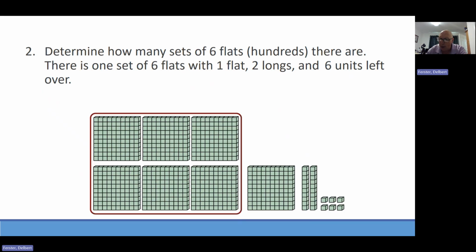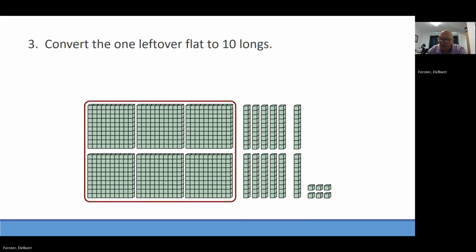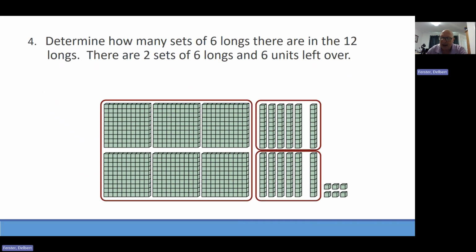So we'll trade that remaining flat and we'll get, you guessed it, 10 sticks. And now remember, we're grouping in sets of 6. So the question now says, if you take those 12 sticks and we want to group them in sets of 6, we could in fact get 2 sets of 6, as you now see indicated with the little groupings. And then I say, well, geez, I got those singles out there. You guessed it. I can get 1 set of 6.